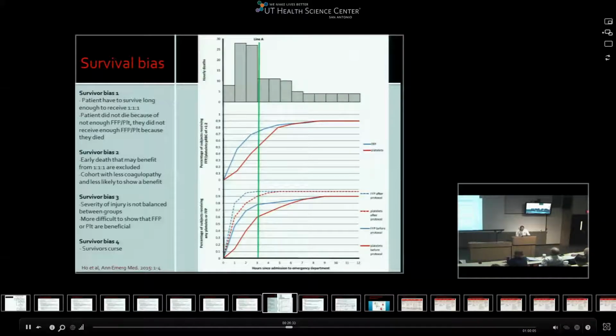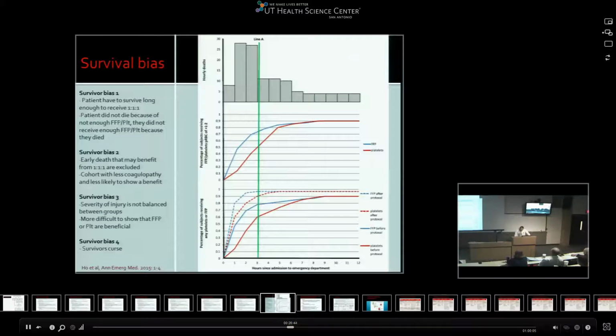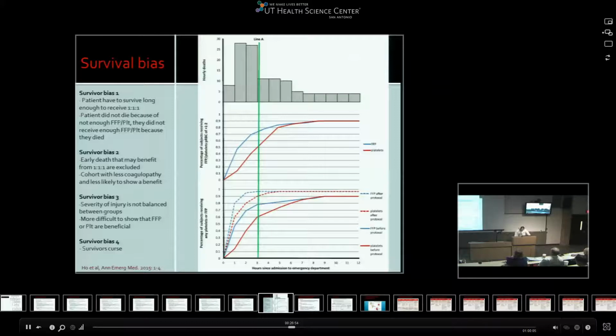Lastly, survivor bias number 4, or the survivor curve, which is not shown in here. Also something that was found in the PROMPT trial was that there was a spike in multisystem organ failure 3 to 30 days after admission, and almost all survivors who had a high rate of FFP and platelets transfused. And so you could conclude that multisystem organ failure is associated with FFP and platelets.